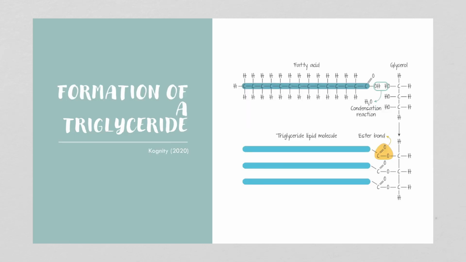Again, here's a picture of the condensation reaction. So we have our fatty acid, and each fatty acid will form a condensation reaction with each of the hydroxyl groups on glycerol. So you'll end up with a triglyceride plus 3 water molecules as well.